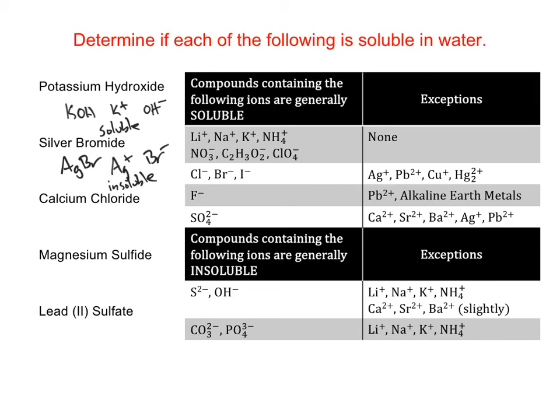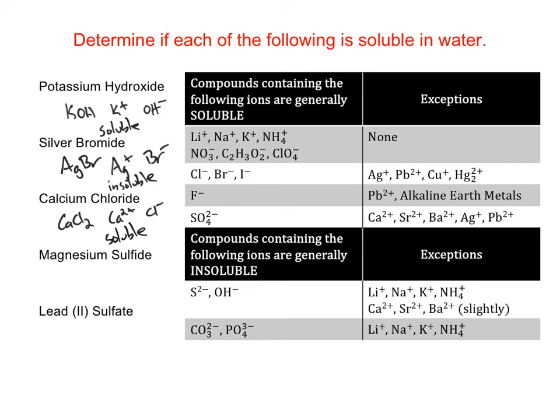Alright, if we go to the next one, calcium chloride. Calcium we know is +2, chloride is -1. So that's CaCl2, we have Ca2+ and Cl- ions. Again, I don't see calcium in here, so I'll look for chloride, and I do have chloride, so chloride compounds are generally soluble. Calcium is not one of the exceptions, so then calcium chloride we would predict to be soluble.